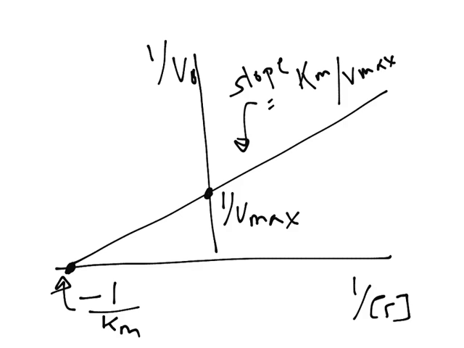So now we can directly measure both Vmax and Km simply from doing a series of reactions where you vary the substrate concentration and measure the reaction rate, the initial reaction rate.